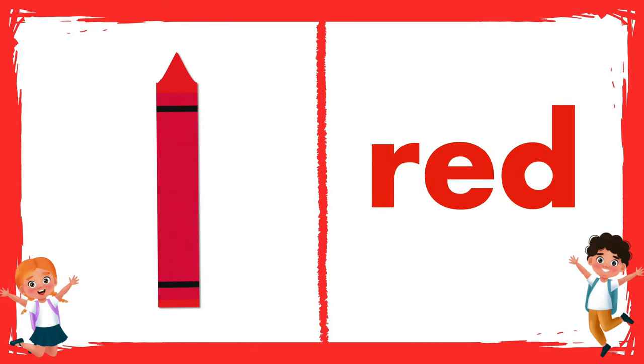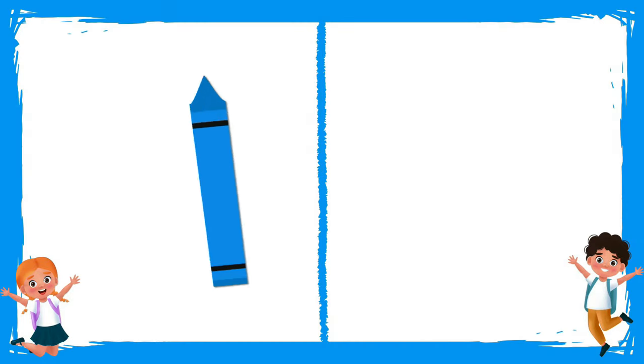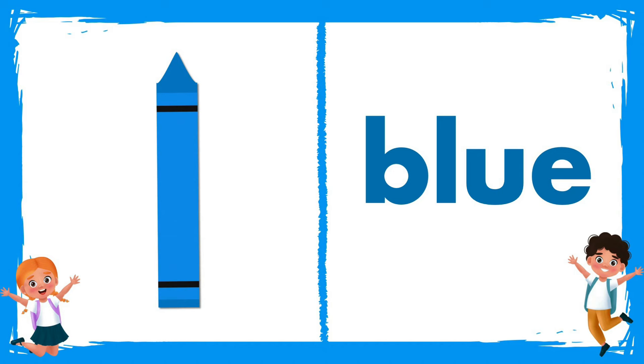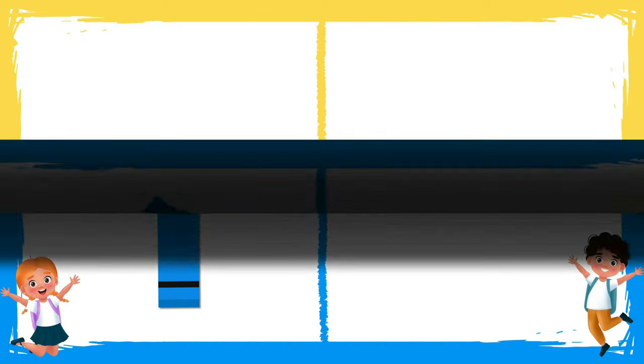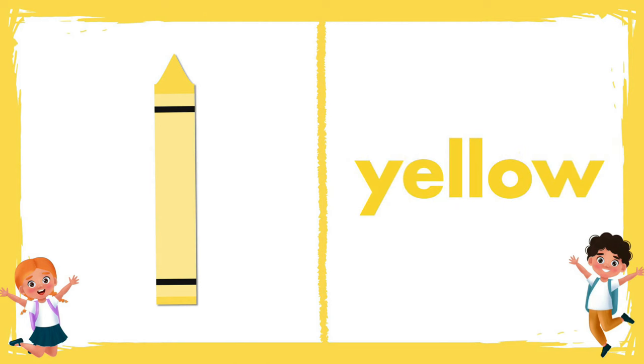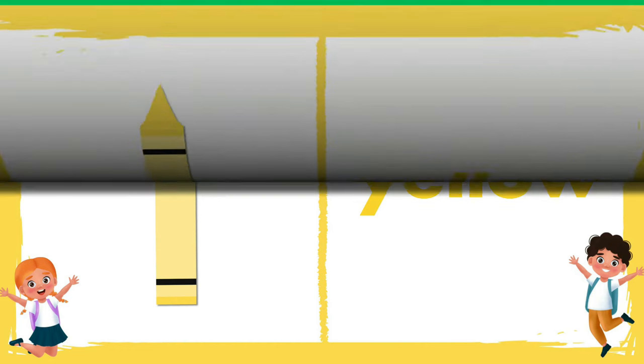Red. This crayon is red. Blue. This crayon is blue. Yellow. This crayon is yellow.